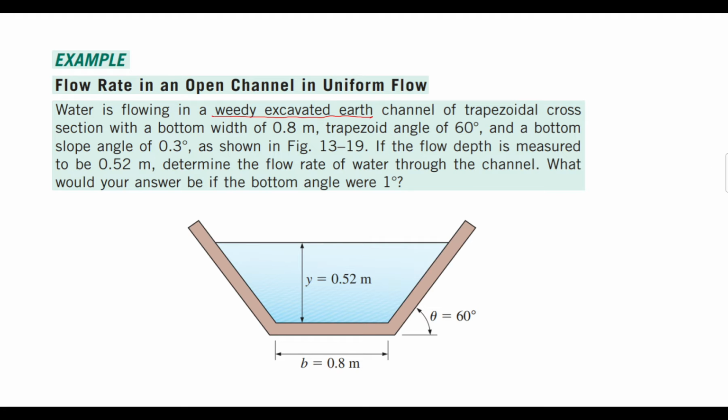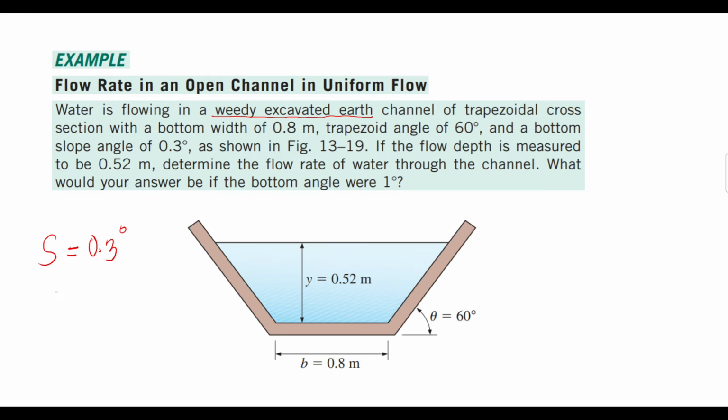The trapezoidal cross section has a bottom width of 0.8 meters and a trapezoid angle of 60 degrees from the horizontal, from the bottom. Then the slope angle, or the S, is equal to 0.3 degrees. But we will not use the degrees, so we'll use the radian form of the slope, or the gradient. If the flow depth is measured to be 0.52 meters, we have to determine the flow rate of water through the channel.